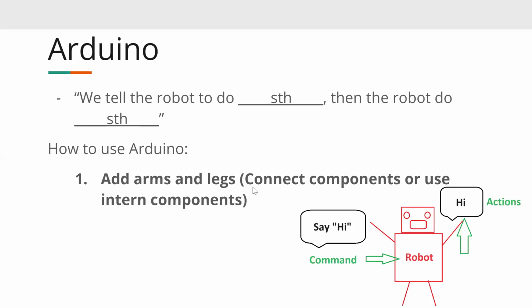Last time we talked about Arduino being a robot. We can tell Arduino to do something, then Arduino would do something. And to use Arduino, we need to add arms and legs, which means we need to connect components or use internal components on Arduino. Then we can use it just like a robot.